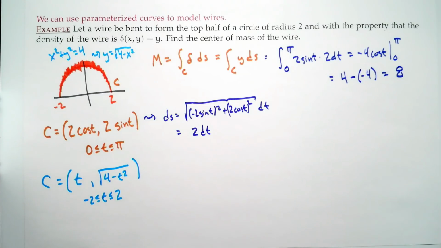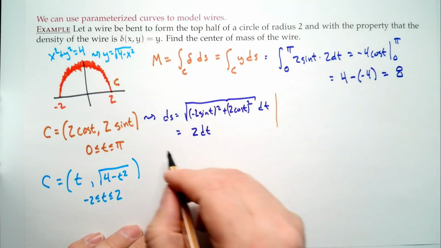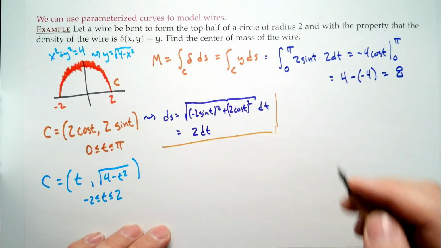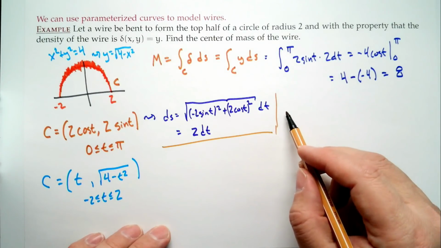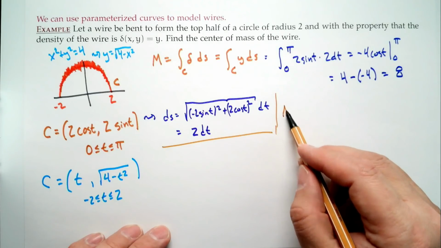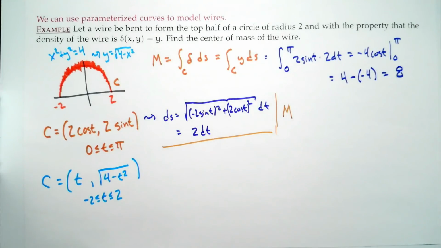Okay, so are we done? No, we're not done yet. What do we need to do next? We got to take a moment. Which moment do we need? Well, we need mx and my, right? Because we need to find the center of mass. Can we save ourselves any work? Yes. Okay, well, how can we save ourselves work?